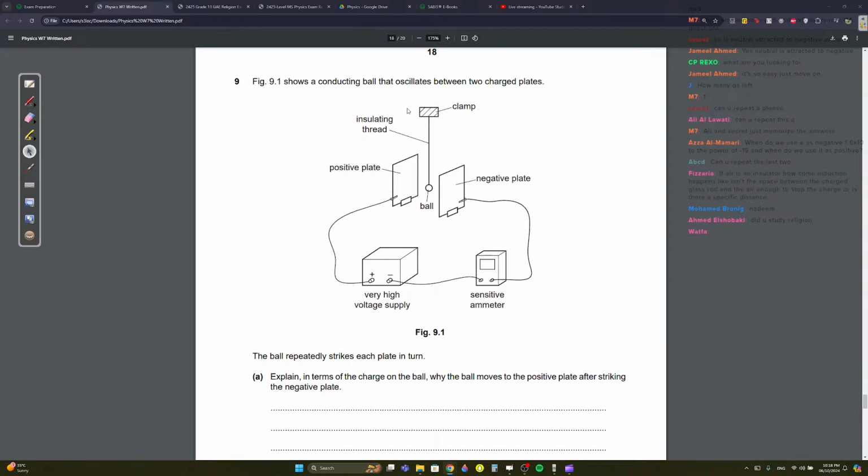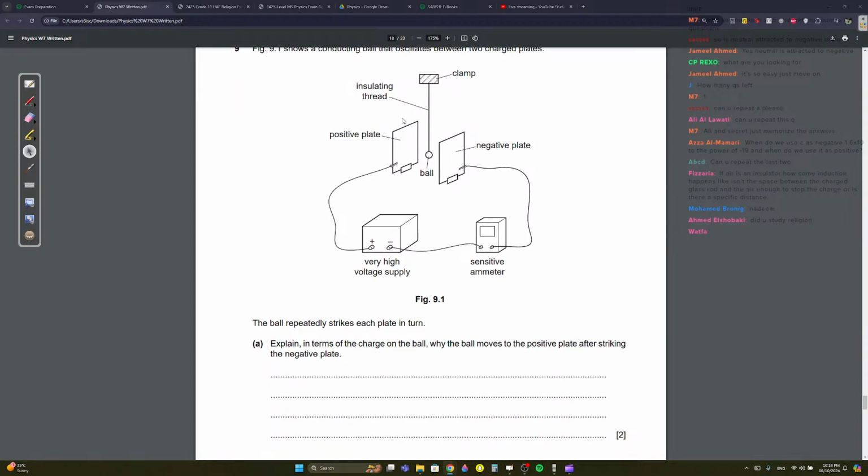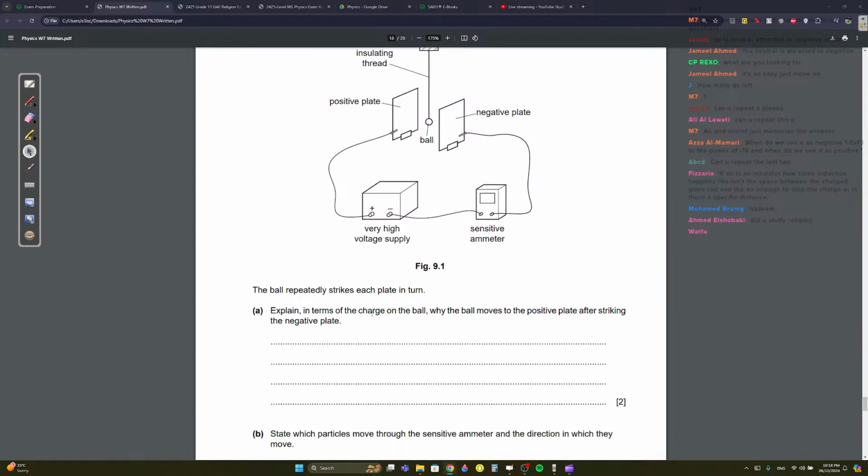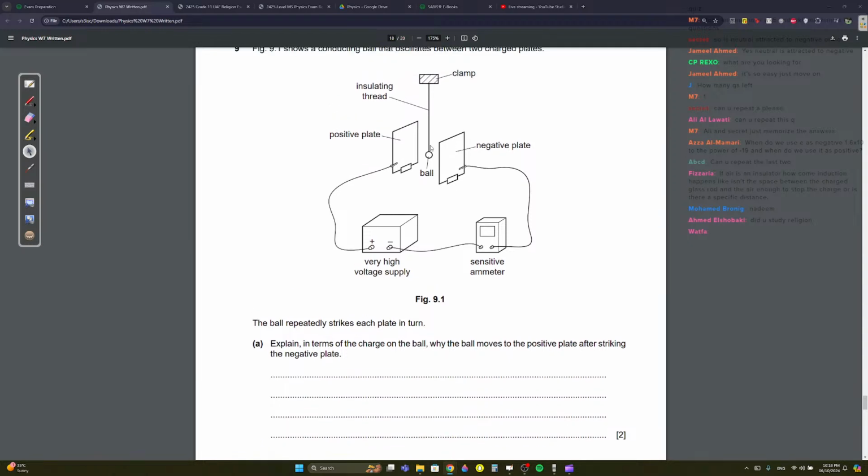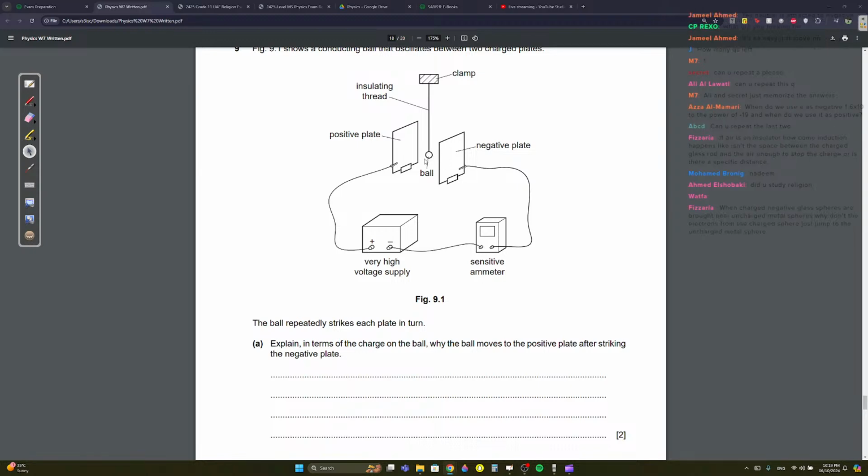Figure 9.1 shows a conducting ball that oscillates between two charged plates. The ball repeatedly strikes each plate in turn. Explain in terms of the charge in the ball why the ball moves to the positive plate after striking the negative plate. So here they made the ball strike the negative plate. They're asking, why does it move to the positive plate after it strikes the negative plate?